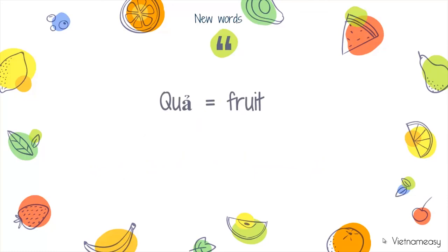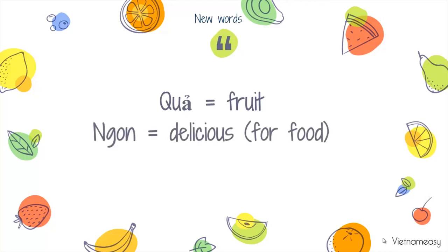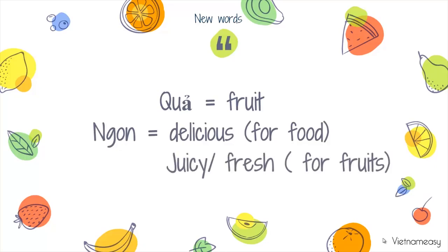Quả. This one means fruit. Ngon. This means delicious for food, and it means juicy or fresh for fruits.